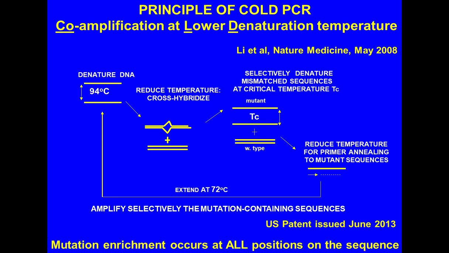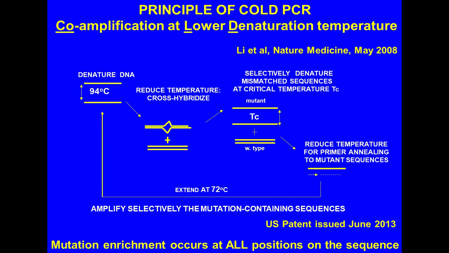What is important to note is that mutation enrichment occurs at all positions on the sequence. It doesn't matter where the bubble will form. You will always have some enrichment, which can be different from position to position, but in all cases you get an advantage and you increase the sensitivity of mutation detection.